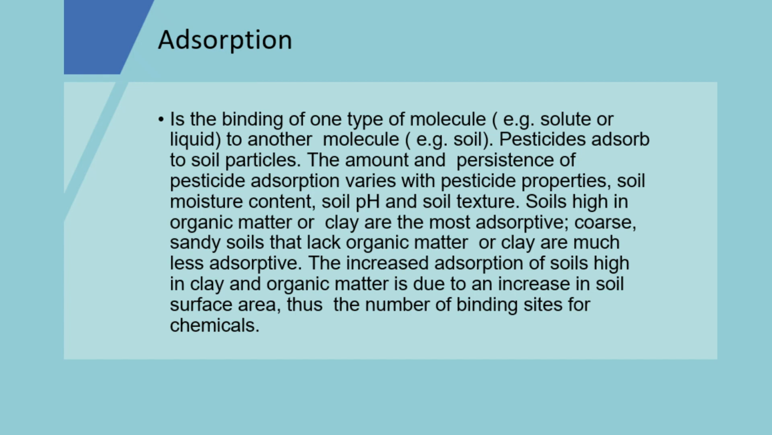The amount and persistence of pesticide adsorption varies with pesticide properties, soil moisture content, soil pH, and soil texture. Soils high in organic matter or clay are the most adsorptive. Coarse sandy soils that lack organic matter or clay are much less adsorptive. The increased adsorption of soils high in clay and organic matter is due to an increase in soil surface area, thus the number of binding sites for chemicals.